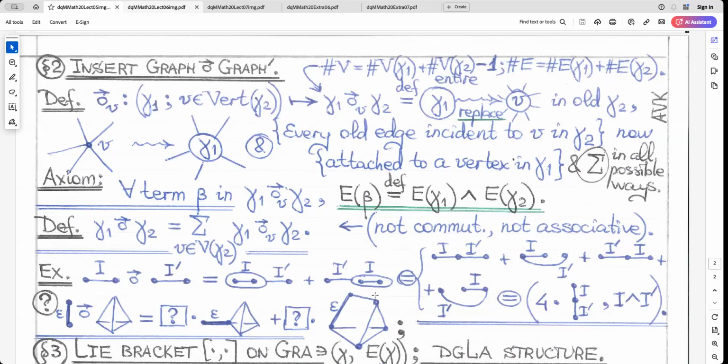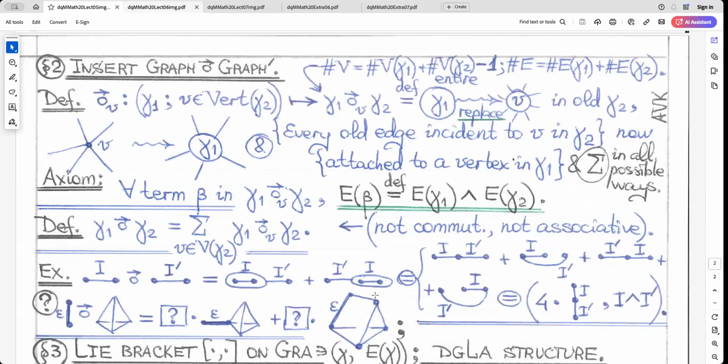Okay. So formally, this insertion of graph gamma 1 into a vertex of the other graph works like this: we take a single vertex, we split it, we disconnect the graph at this vertex, and then we may connect these 3 edges to anything we want. Yes, we have to take all combinations possible. So there is no obstruction. We can place any graph in any vertex of any other graph.